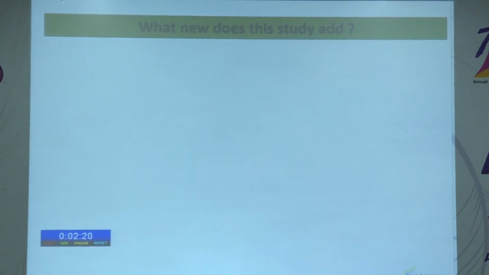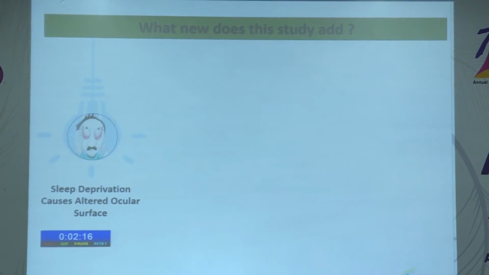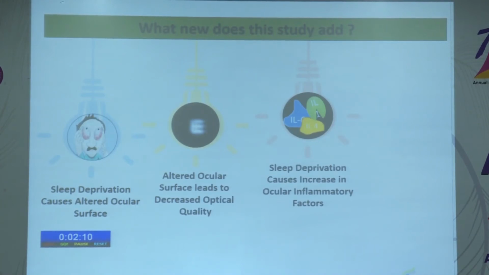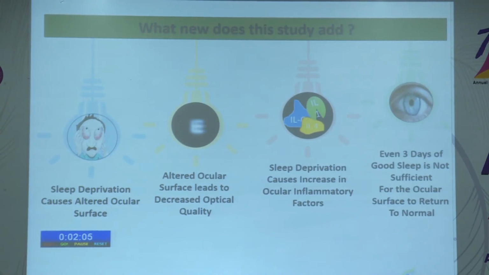So what new does this study add? 1. Sleep deprivation causes altered ocular surface. 2. An altered ocular surface leads to decreased optical quality. 3. Sleep deprivation causes an increase in the ocular inflammatory factors. And 4. That even 3 days of good sleep is not sufficient for the ocular surface to return to normal. So we saw that not all the variables were coming back to normal even after 3 days of good sleep.